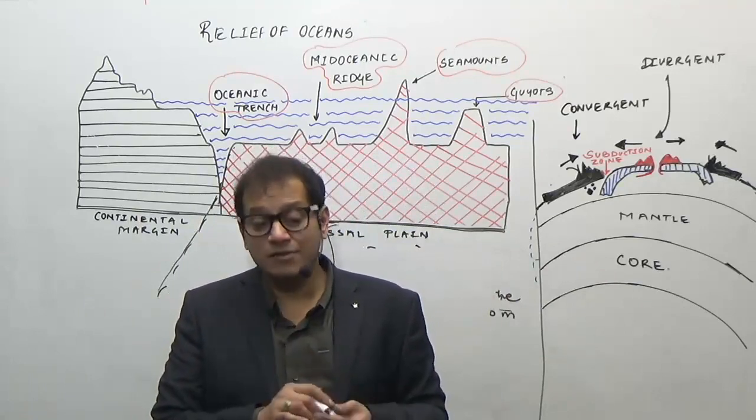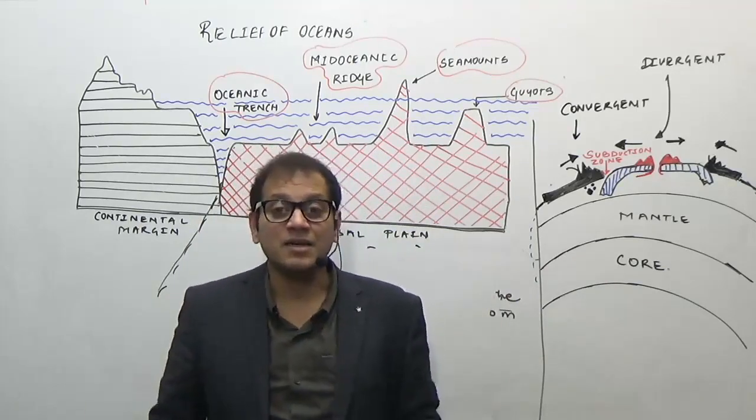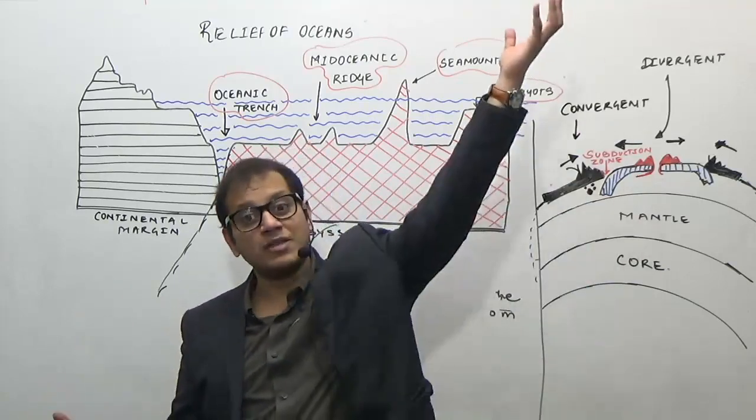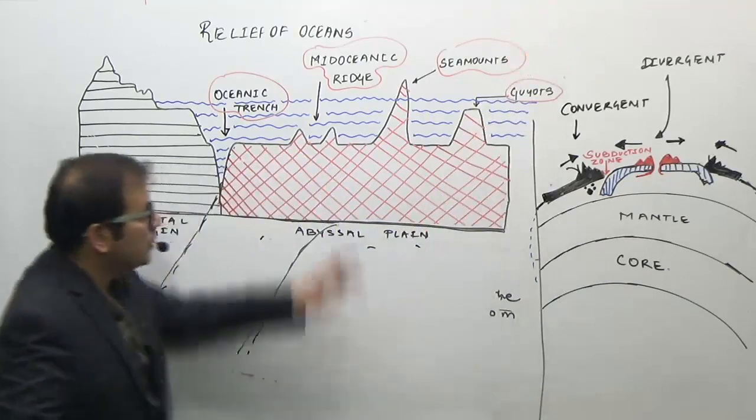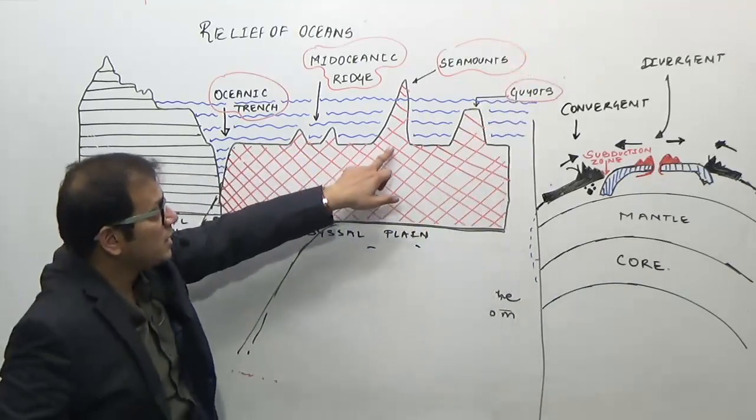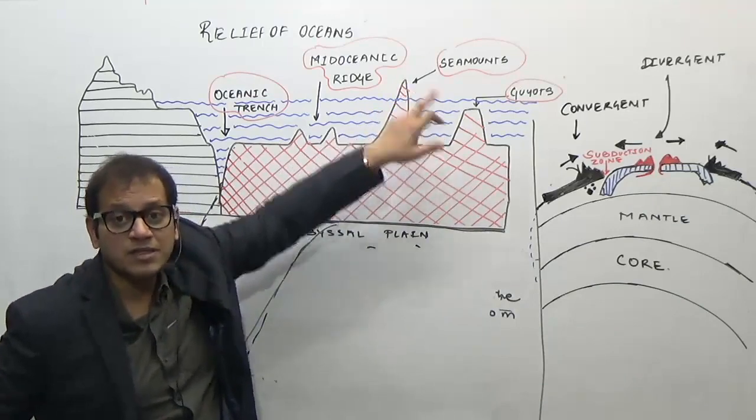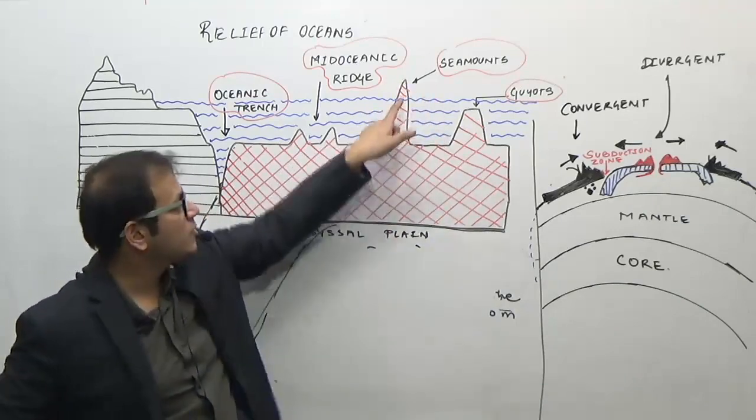How are these islands forming? Islands are nothing but the top of a volcano which has come out of the sea surface. So if a volcano is so strong that it increases in height and some part is reflected above the sea surface, you will call this an island. So this is an island.